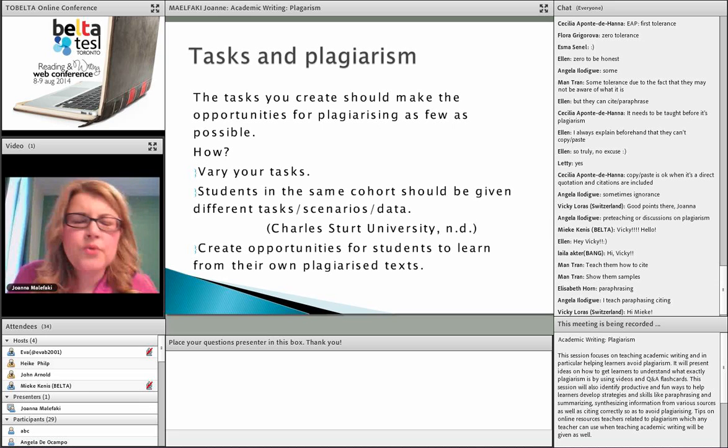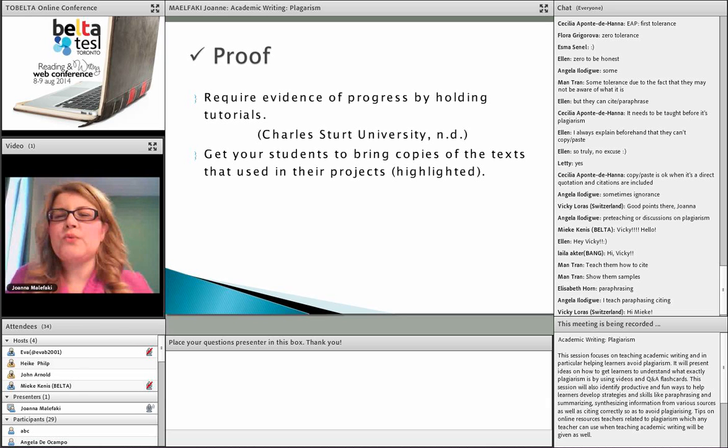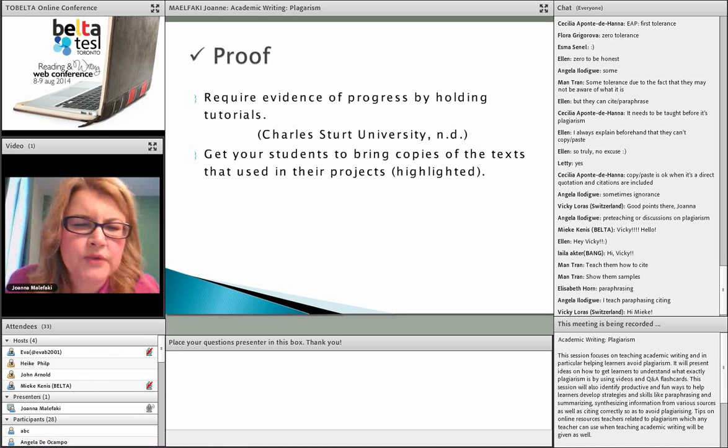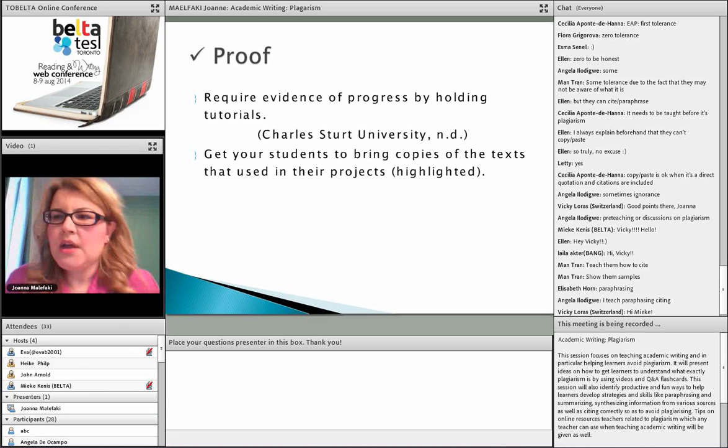So we've already talked about addressing plagiarism and tasks you can use. Now I'm going to move on and talk about requesting proof. So when you receive a written text from your learners, a project from your learners, it's a really good idea to ask them to bring you a copy of the source they have used or a photocopy.